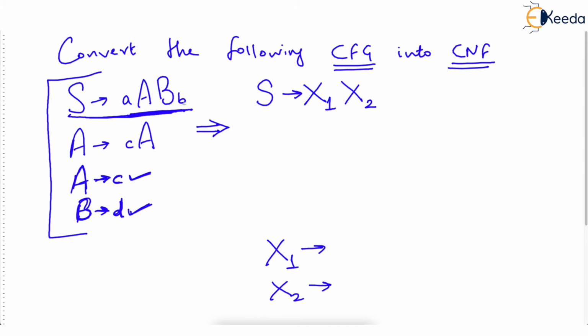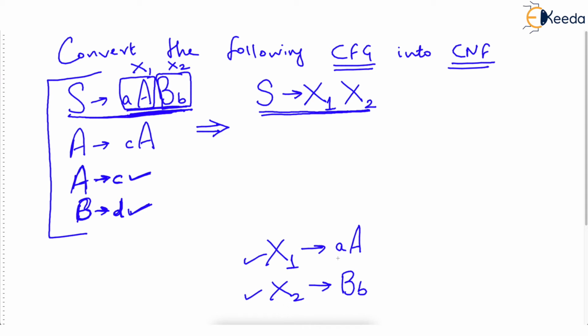Now, as S was giving me AABB, I will call this portion x1 and the other portion x2. So according to my definition, x1 is AA and x2 is BB. Just check. Now, isn't S derives x1 x2 in the form of CNF? Yes, because the right hand side has two non-terminals. But these two productions are still not in CNF because the right hand side is not exactly two non-terminals or exactly one terminal.